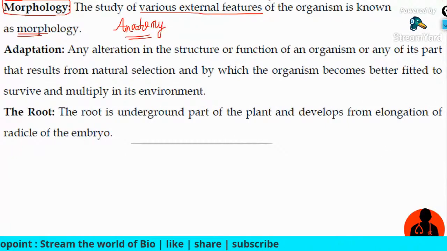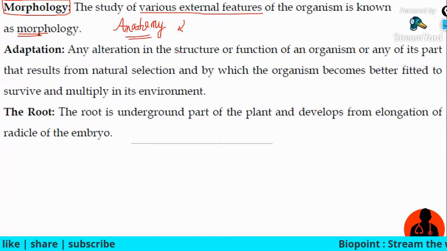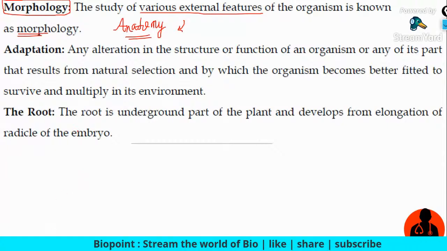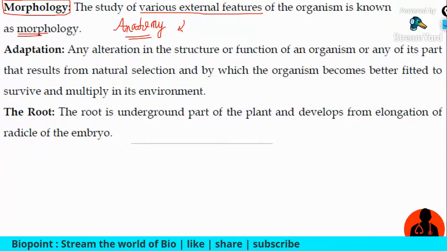In that chapter, you will study the whole details of the internal structure of a plant. All those internal structures you will be discussing in the chapter anatomy. So, in this chapter, we are purely discussing the morphological structures.